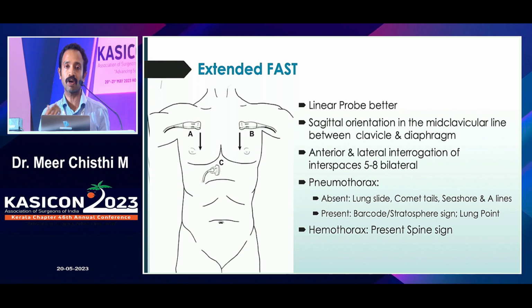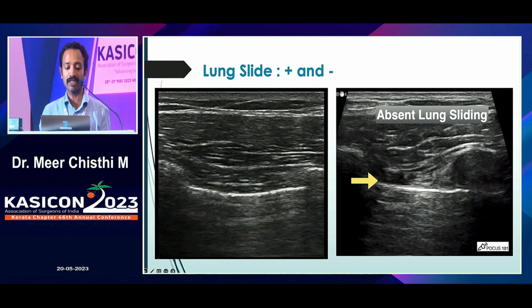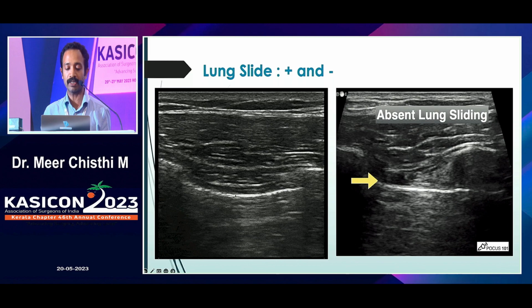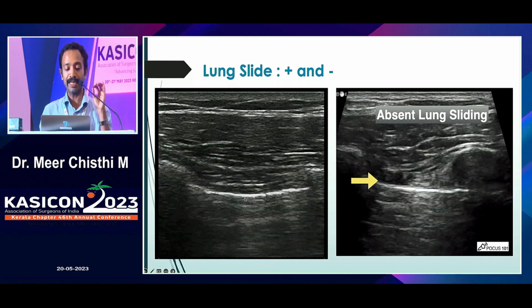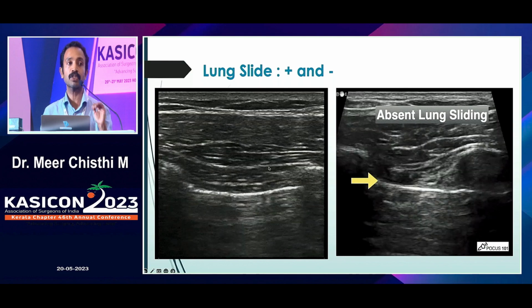Also, you will have pathologic signs which include the barcode or the stratosphere sign and the lung point. Hemothorax, you get one specific sign, that is the spine sign. So if you can make out on the left side, this is the positive lung slide, which is seen when there is no pneumothorax. In a normal patient, this is sometimes called the line of ants moving. This is the lung slide sign. This means this patient has no pneumothorax.